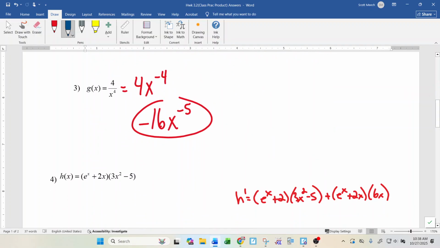Number 4, our first was e plus 2x. So we have the derivative of the first times the second plus the first times derivative of the second.